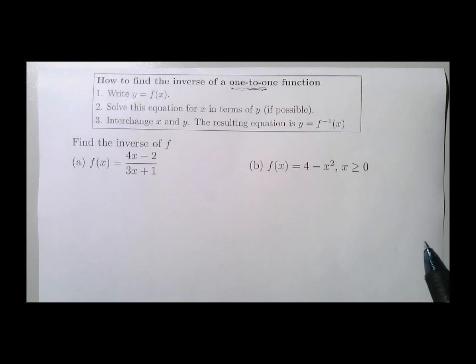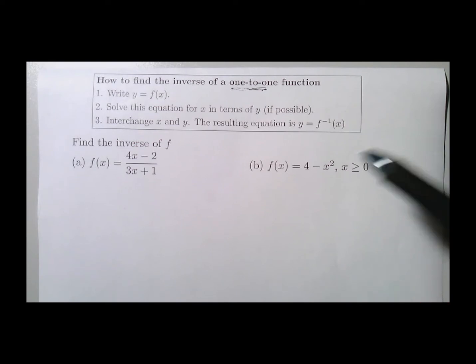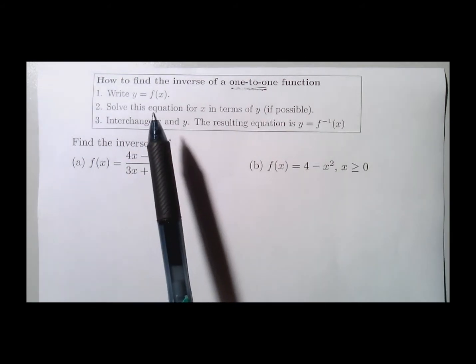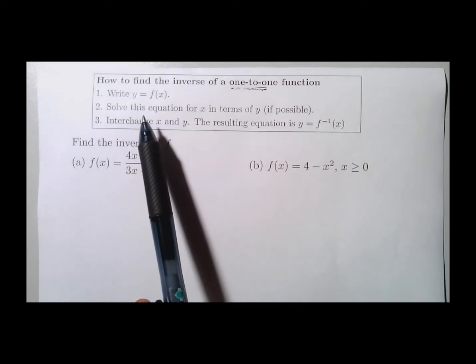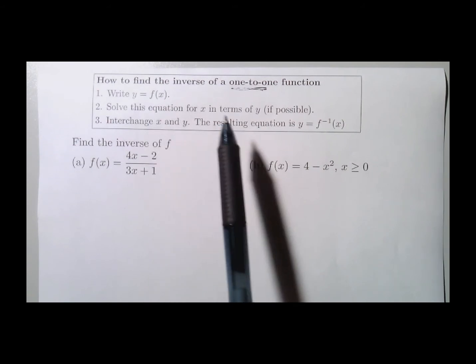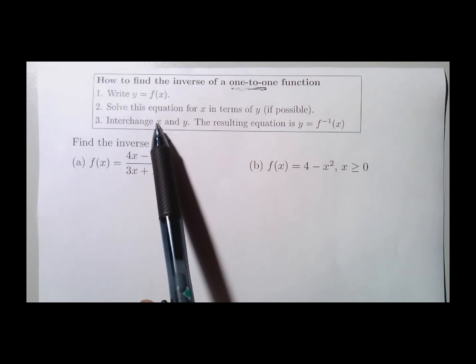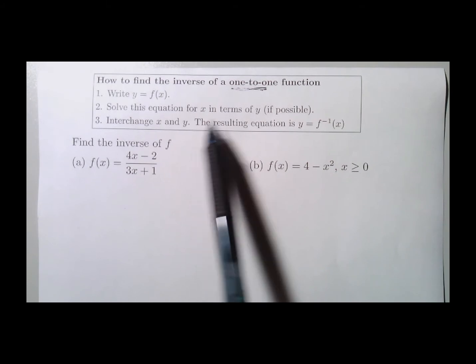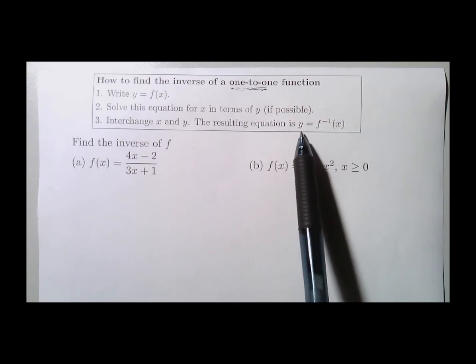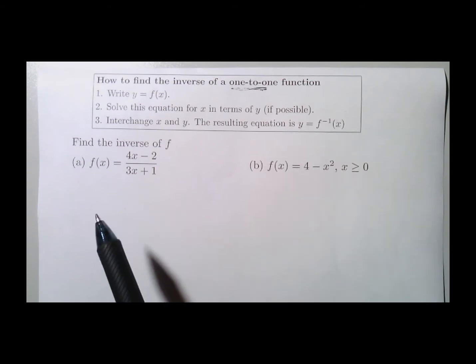The question here is how we actually find an inverse function if you already know the function is one-to-one. We basically follow three steps. 1. Write y equals f(x). 2. Solve this equation for x in terms of y, if possible. 3. Interchange x and y, and the resulting equation is y equals f inverse of x. So let's take a look at a specific example.